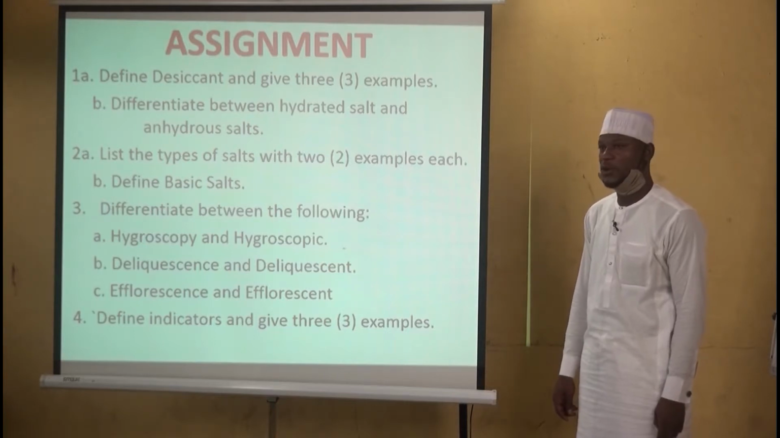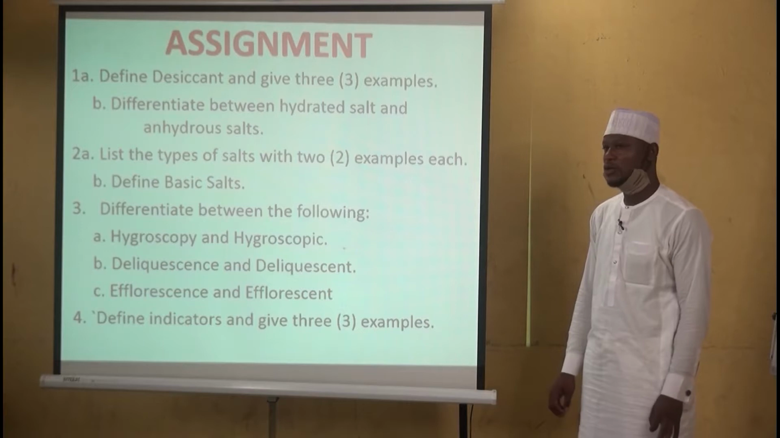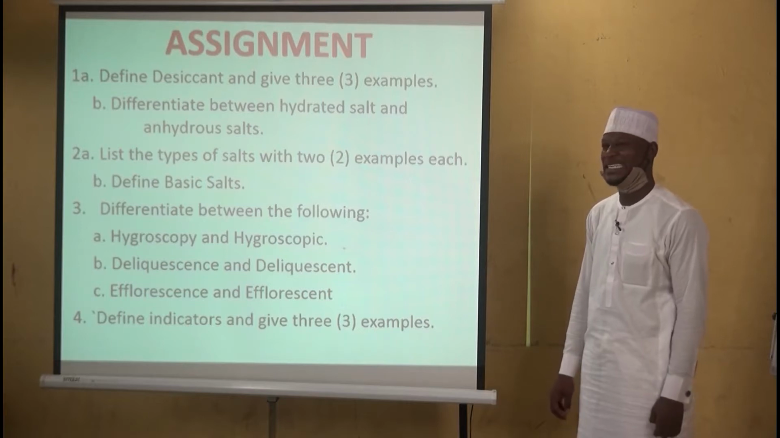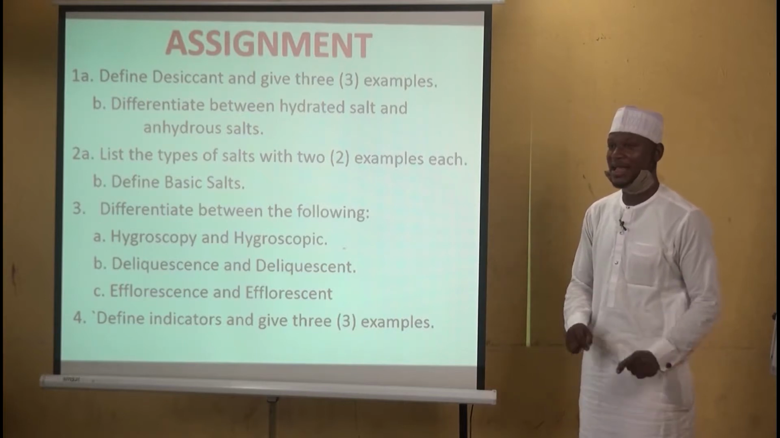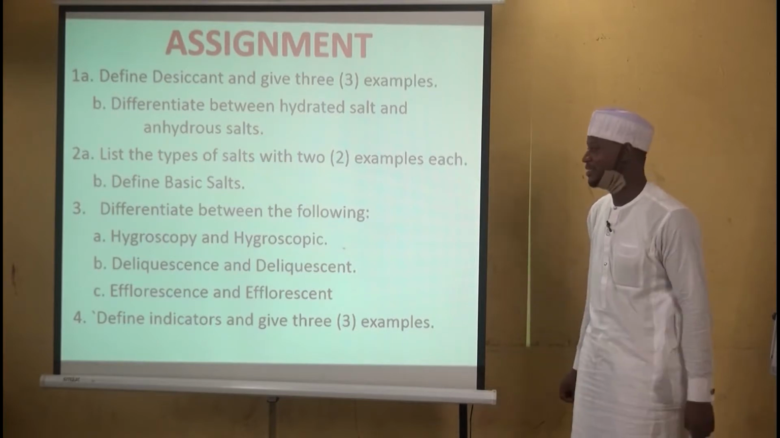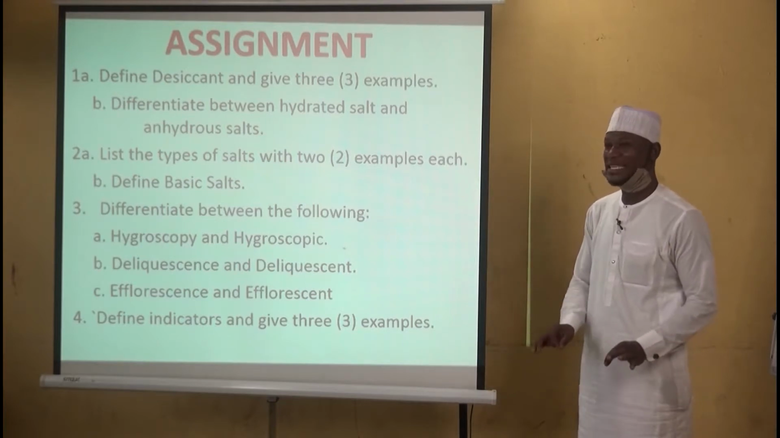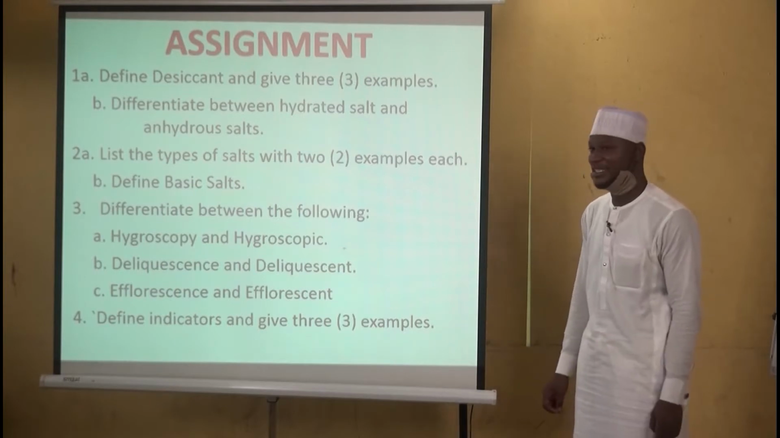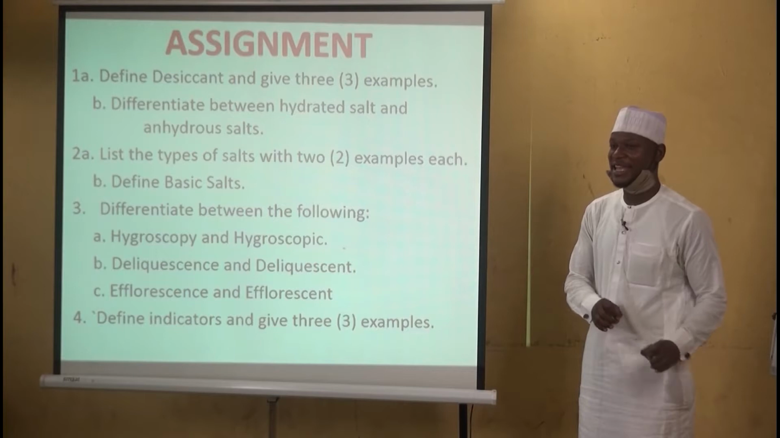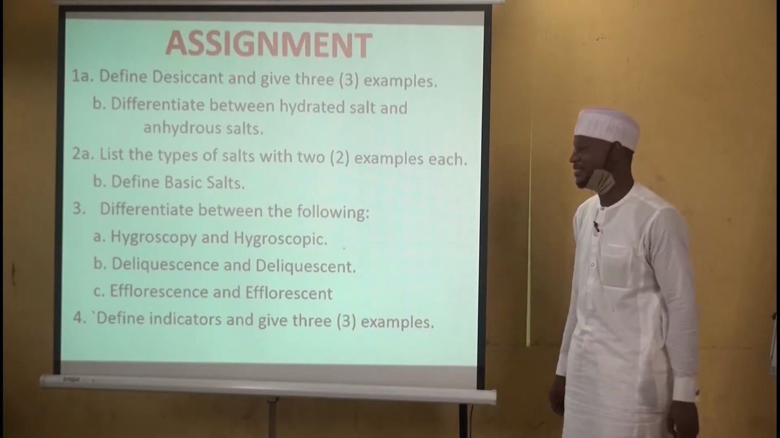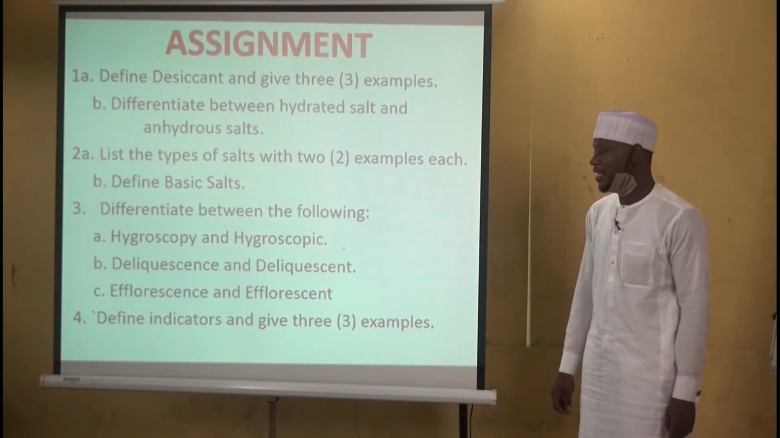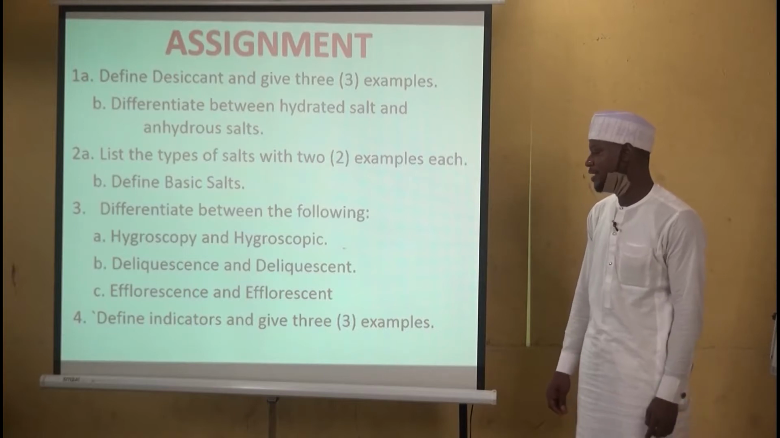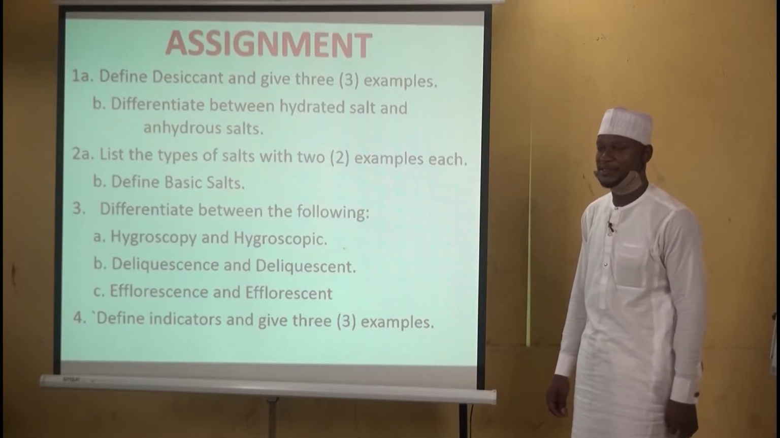Question 3. Differentiate between the following. A. Hygroscopy and hygroscopic substances. B. Deliquescence and deliquescent substances. C. Efflorescence and efflorescent substances. And then question 4. Define indicators and give 3 examples of indicators.